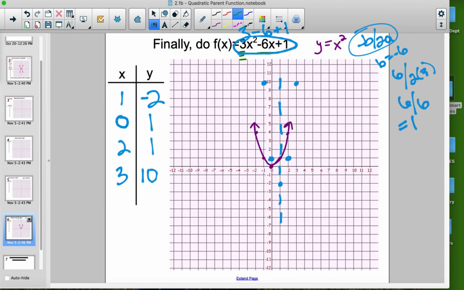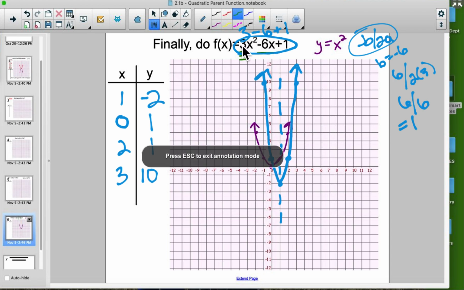And so you see, we do have a graph that opens up, which we should have known before we started because it was a positive a value. And we have a graph that is definitely vertically stretched also because of the value of 3, right? But you can't really get much more than that without doing negative b over 2a.